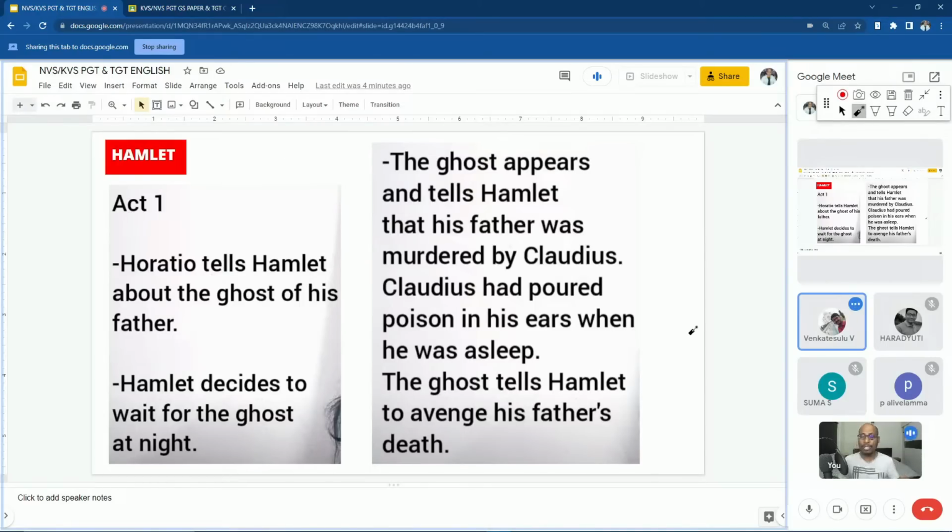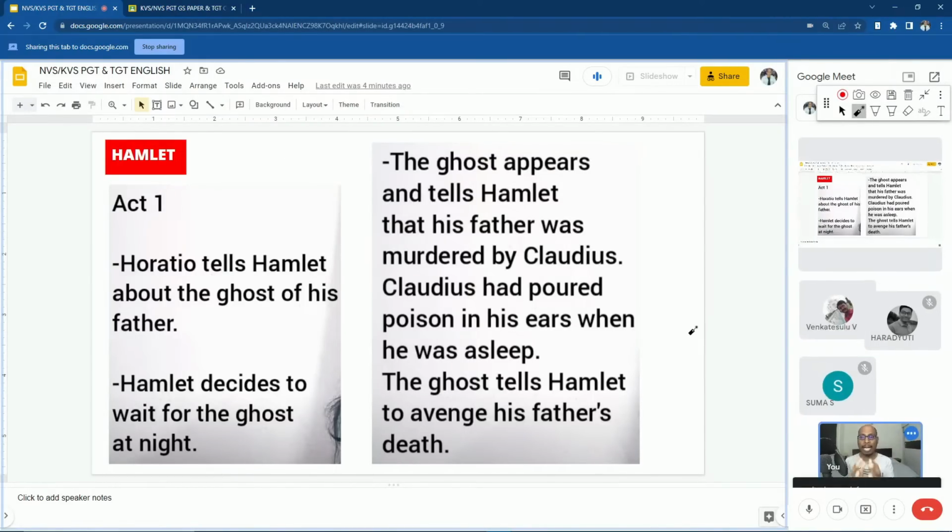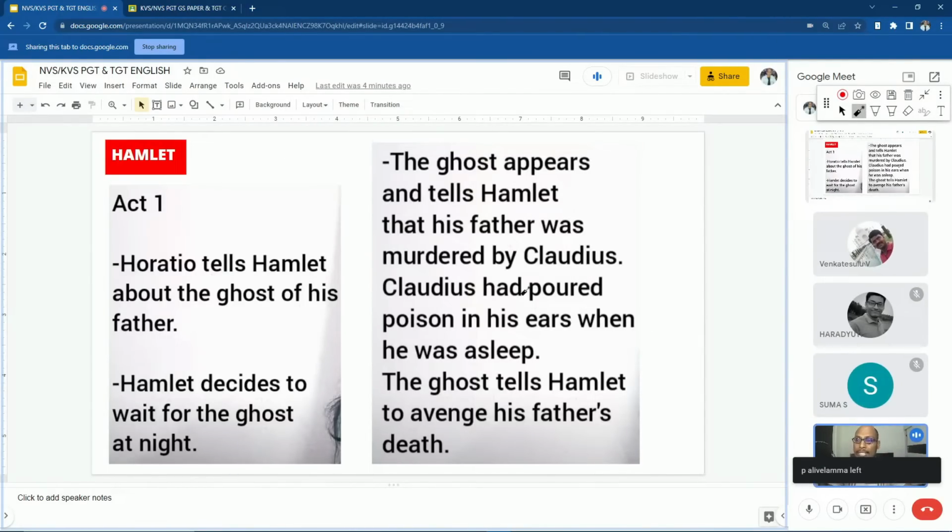Yes, sir. So, 5 acts are there. In Act 1, Horatio tells Hamlet about the ghost of his father. Horatio was the one who informed Hamlet about his father's ghost appearing in the castle. Hamlet decided to wait for the ghost at night. The ghost appears and tells Hamlet that his father was murdered by Claudius, who had poured poison in his ears when he was asleep. The ghost tells Hamlet to avenge his father's death.